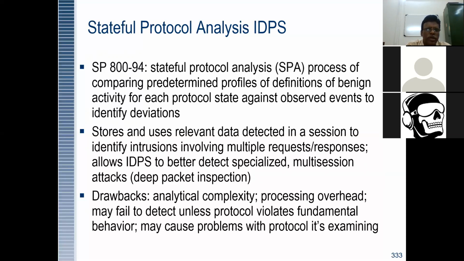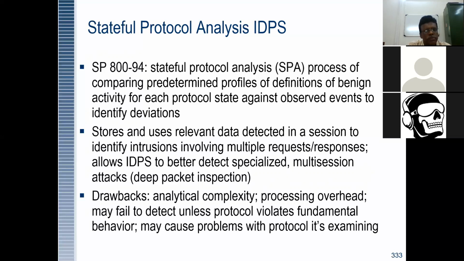Attacks can happen in the case of multiple sessions, multiple requests, and multiple responses. That's why we use deep packet inspection. Some of the important deficiencies, or drawbacks, are analytical complexity: it is very tough to measure what level of time complexity and what type of space complexity is involved.